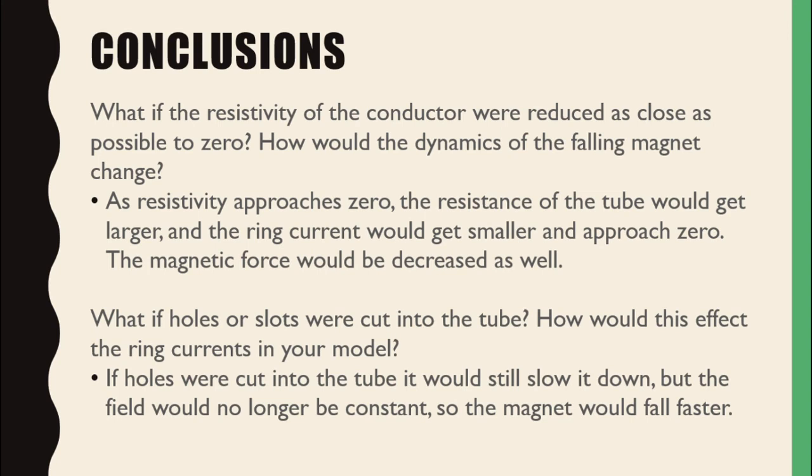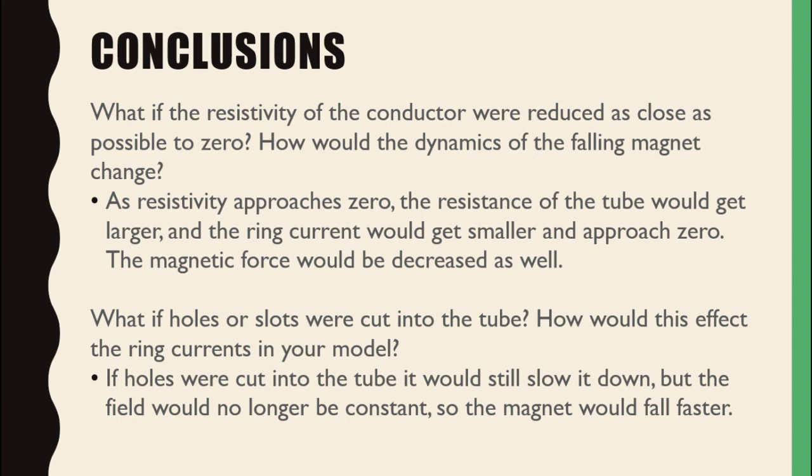So conclusions. What if the resistivity of the conductor was reduced to as close as possible to 0, and how would that change the dynamics of our magnet? As resistivity would approach 0, the resistance of the tube would get larger, and the ring current would get smaller and approach 0. This would decrease the magnetic force.